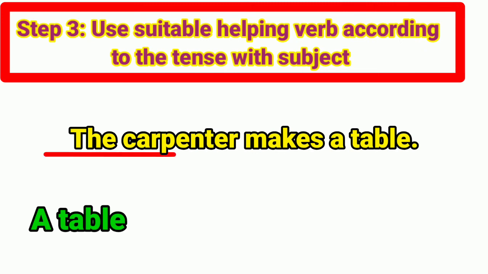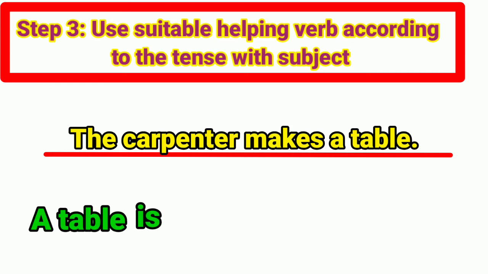Third step, use a suitable helping verb according to the tense with the subject. As in the given sentence, present tense is used, therefore we will use the helping verb of the present tense. Secondly, if the given subject is in plural form, use a plural helping verb. If it is given in singular number, then use a singular helping verb. So here in this sentence, a table is a singular subject, therefore we will write a singular helping verb, that is. So a table is.